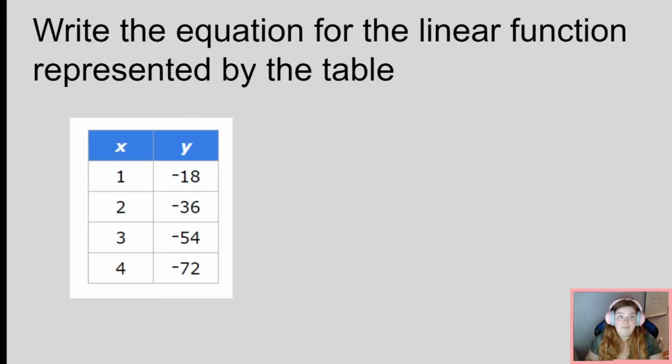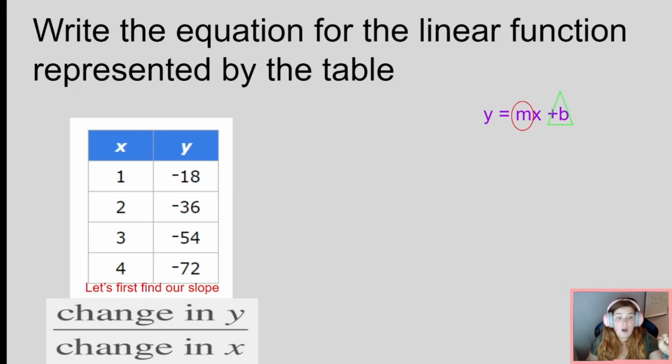Let's try again. Write the equation for the linear function represented by this table. Again, we're writing the equation in the form y equals mx plus b. M is our slope because there's slopes on a mountain, and b is our y-intercept because it's our beginning point. I want us to start by finding the slope. The slope is the change in y over the change in x. So I'm going to start with that very first line and go to the second line in my y side.